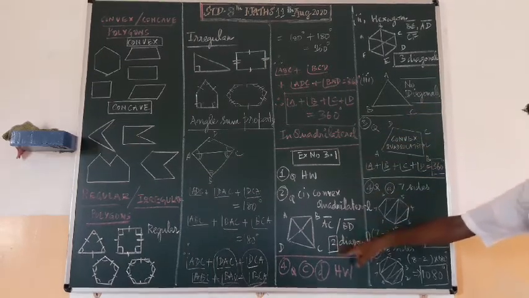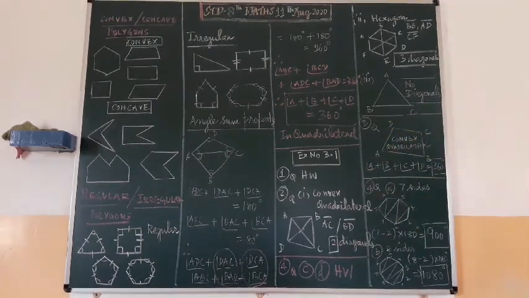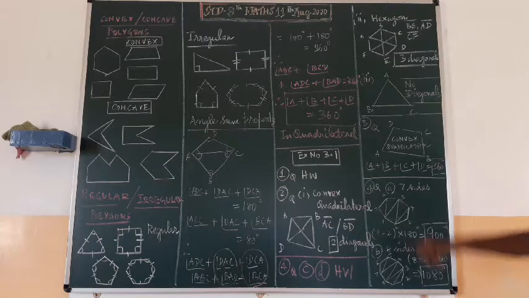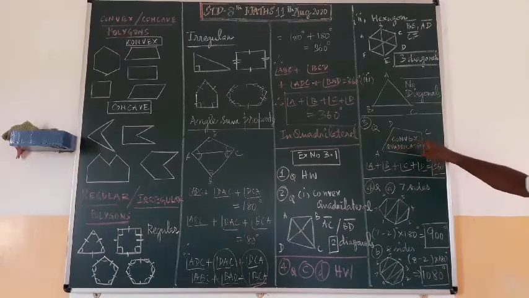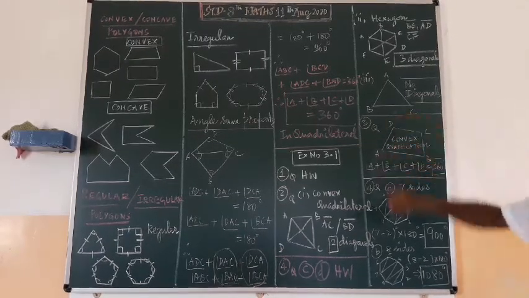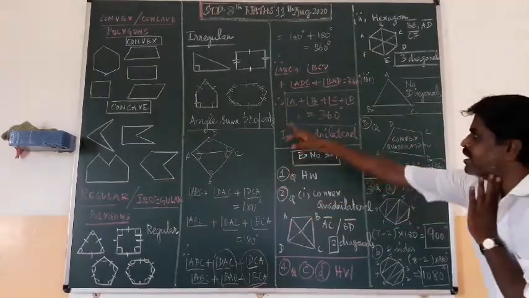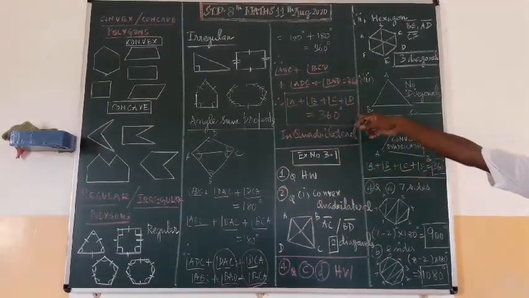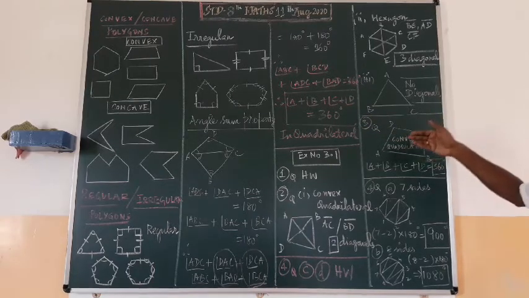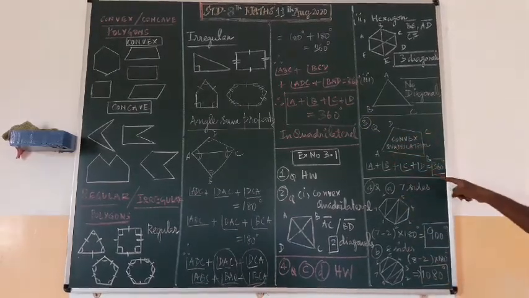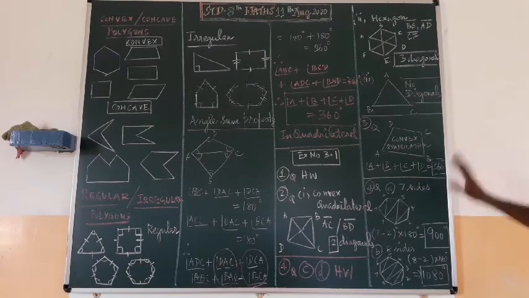That is the second question. Third question, what they are asking: in a convex quadrilateral, is the sum of the 4 angles 360 degrees or not? Yes. A convex quadrilateral is a closed polygon. A, B, C, D is closed. So the sum of the 4 angles in a closed polygon, here a convex quadrilateral, is 360 degrees. Yes, that is the answer.